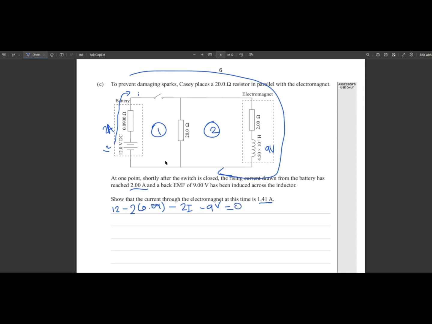So now putting this into my calculator, I get 12 minus 2 bracket 0.09 minus 9. So I get 2.82 minus 2i equals 0, and so 2i equals 2.82, and i equals that divided by 2, which is 1.41 amps to be exact.